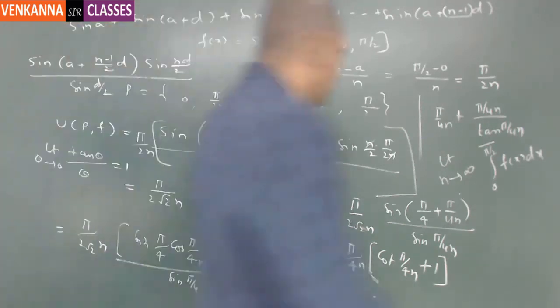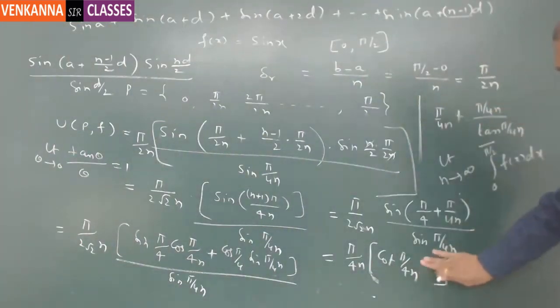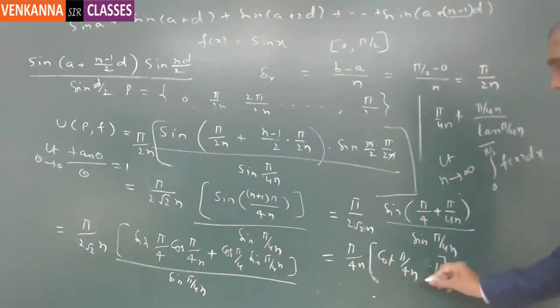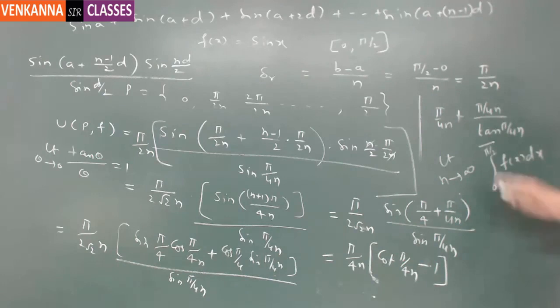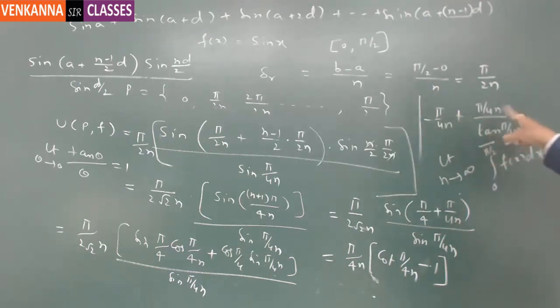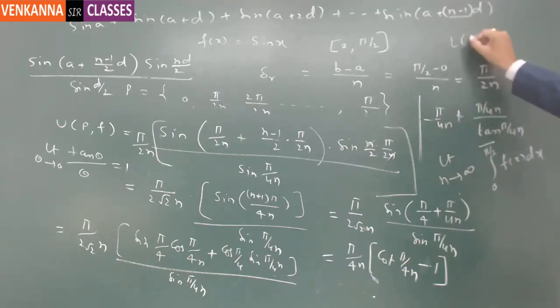At the simplification part, you will get pi by 4n into cot pi by 4n minus 1. So here you have to think like this. A symbol will vary here. That is the only thing you are going to get. So here you will get minus pi by 4n plus pi by 4n by tan pi by 4n, if you calculate LPF.